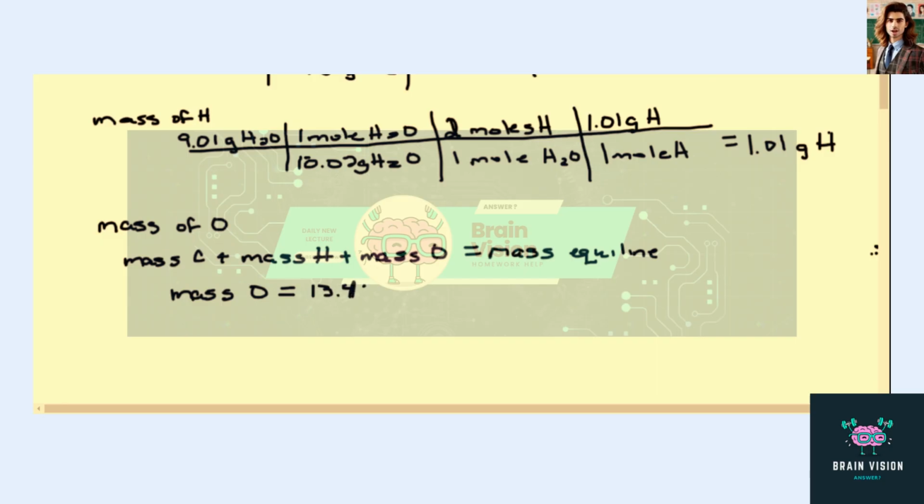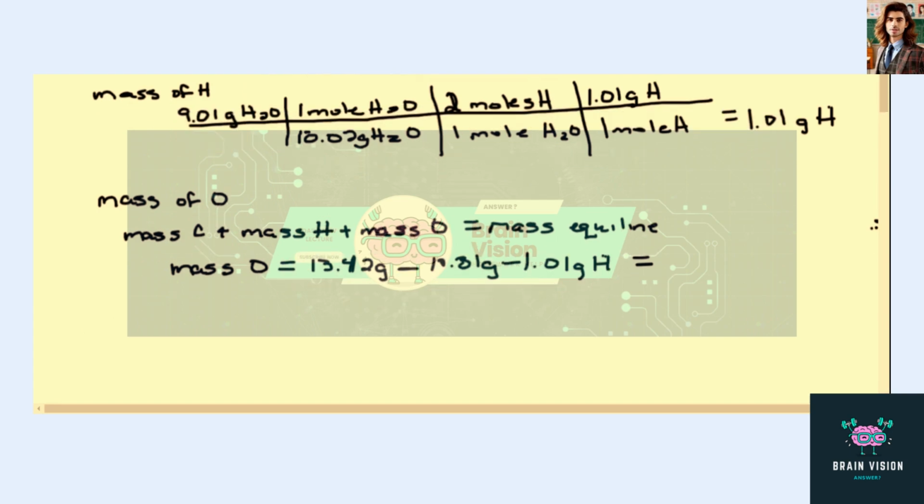So I basically have the mass of oxygen equal to 13.42 grams of equilin minus the mass of carbon, which is 10.81, minus 1.01 grams of hydrogen. And that should give us what is left over for oxygen in that total amount. And so we get 1.60 grams of oxygen. Okay, so we had to get all the masses of carbon, hydrogen, and oxygen.